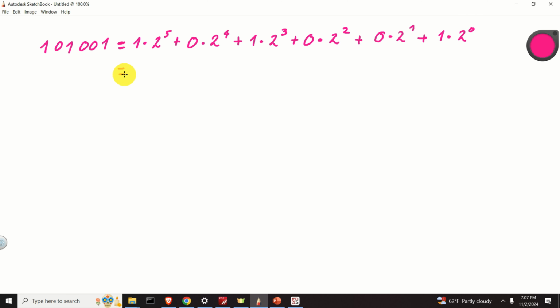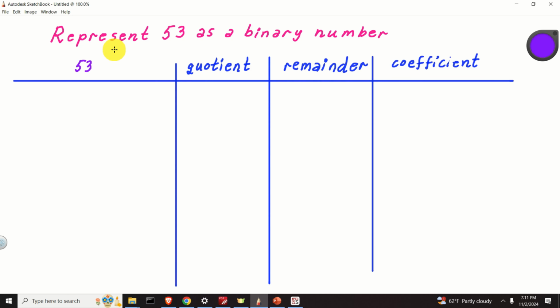Let's see what do we have over here. 2 to the power 5 is 2 to the power 4 multiplying 2, and that's 32. Then over here we have 0. Then over here we obviously have 8. Then over here we have 0. Then over here we have 0. And finally over here we have 1. And the result is 32 plus 8 is 40, plus 1 is actually 41. And this is correct. The next problem is to represent the decimal number 53 as a binary number.